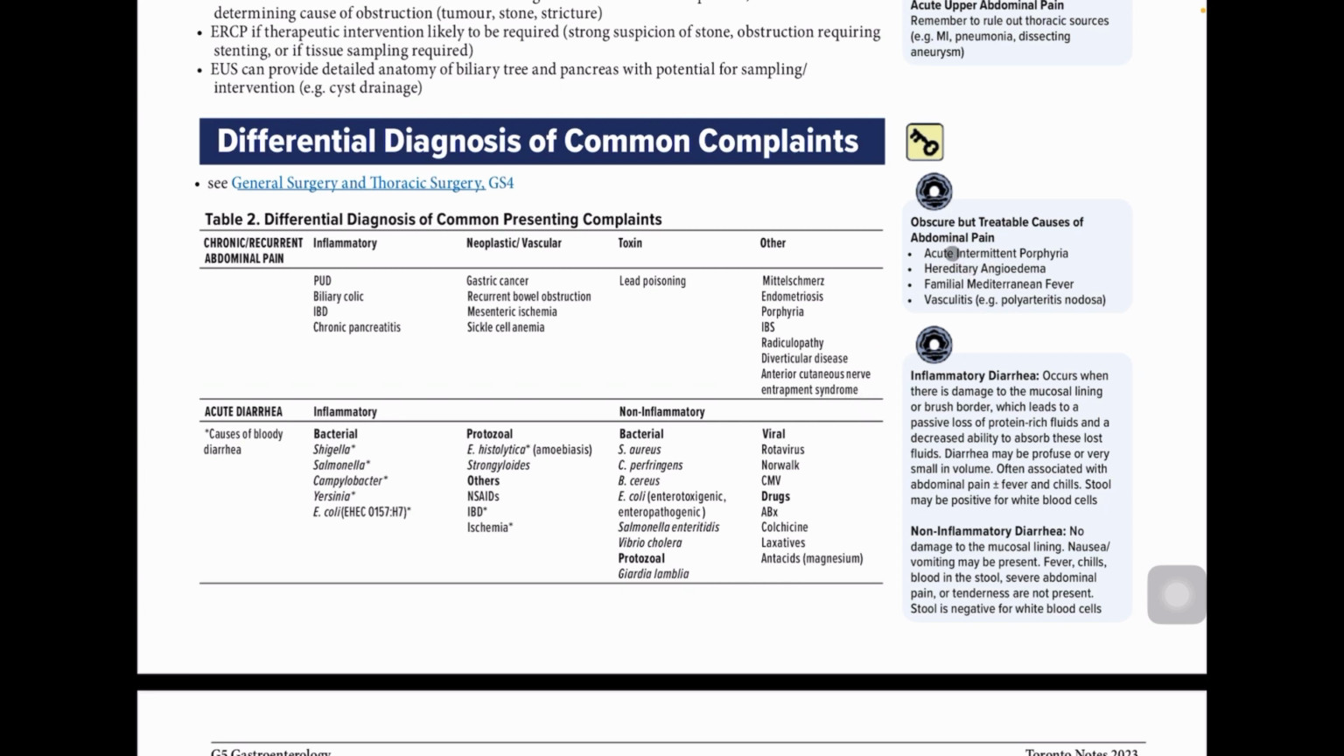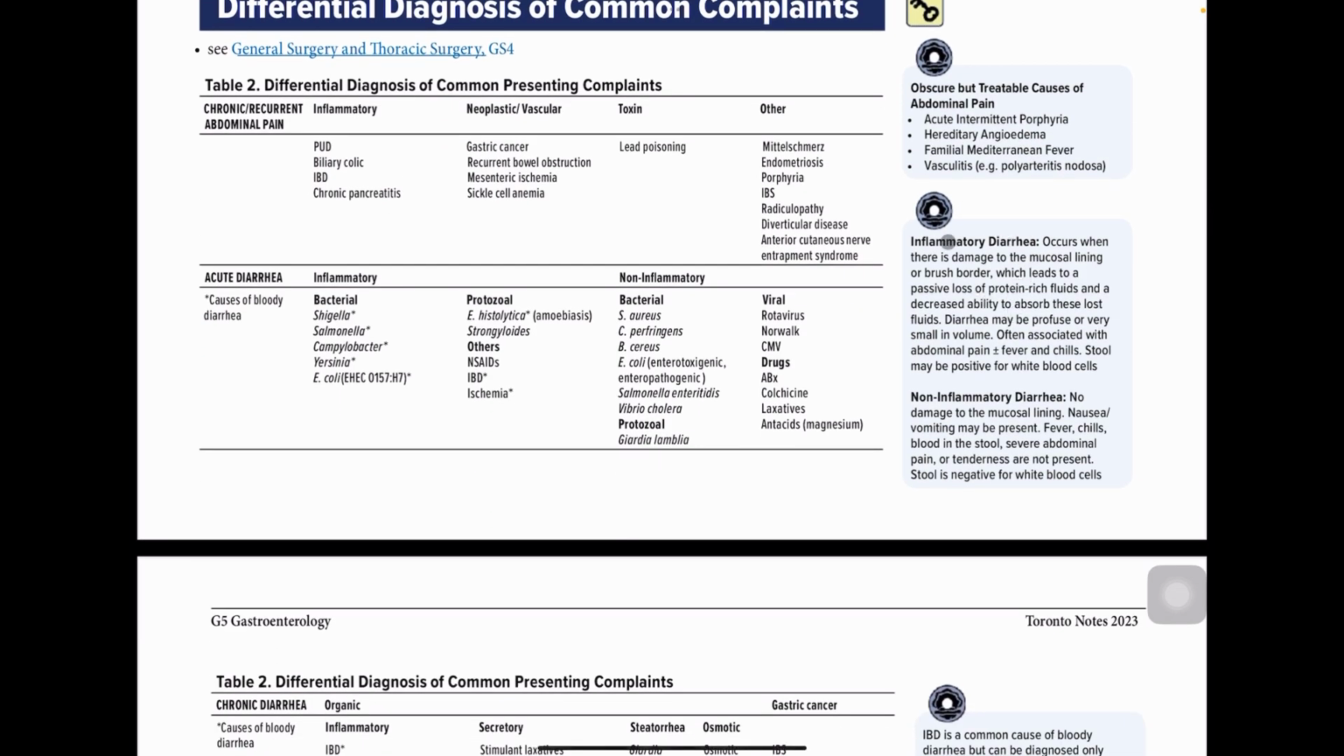Oh, okay. Obscure but treatable causes of abdominal pain: acute intermittent porphyria, hereditary angioedema, familial Mediterranean fever, vasculitis, polyarteritis nodosa. This is one of the vasculitides, familial Mediterranean fever, and these are basically the treatable causes of abdominal pain. All right. So now moving on to the right box here, inflammatory diarrhea.